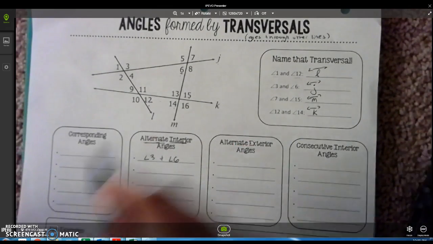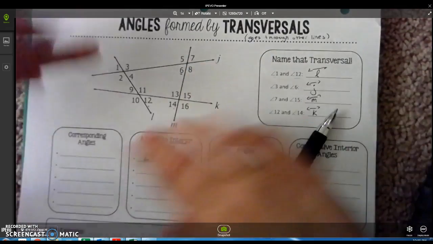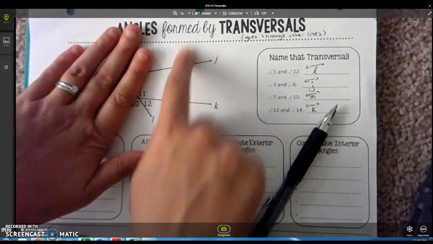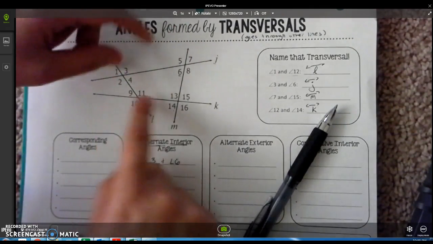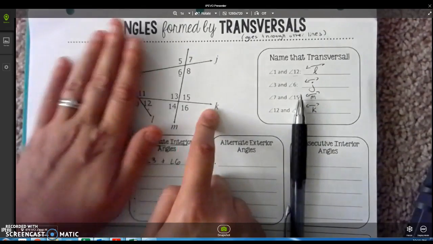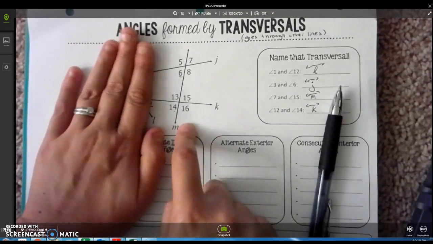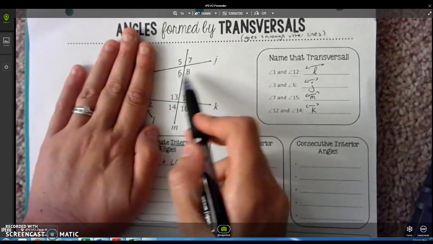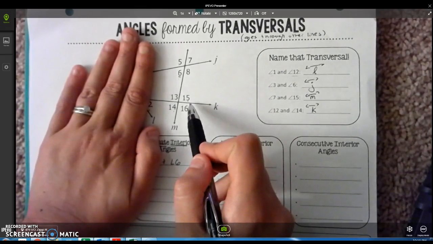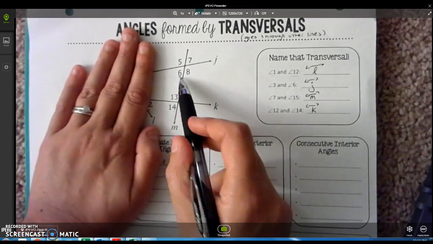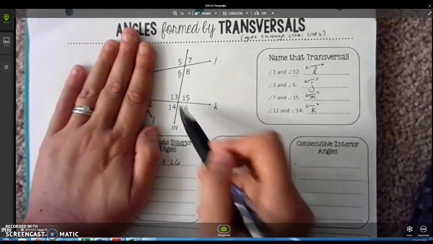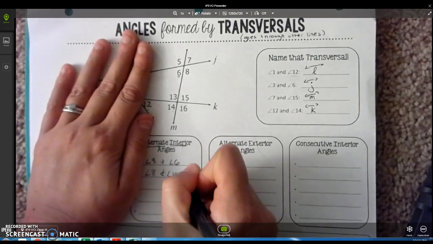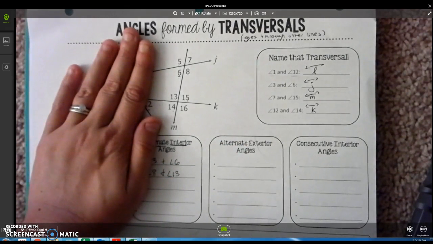Let's do another line here. We'll use the transversal M this time, which means that it goes between the lines J and K. So I have to use these numbers. It has to be in between J and K. So the numbers in between are 6, 8, 13, and 15. And then I alternate, so I could have 6 and 15, or 8 and 13. Let's do 8 and 13. Angle 8 and angle 13. Those would be alternate interior.